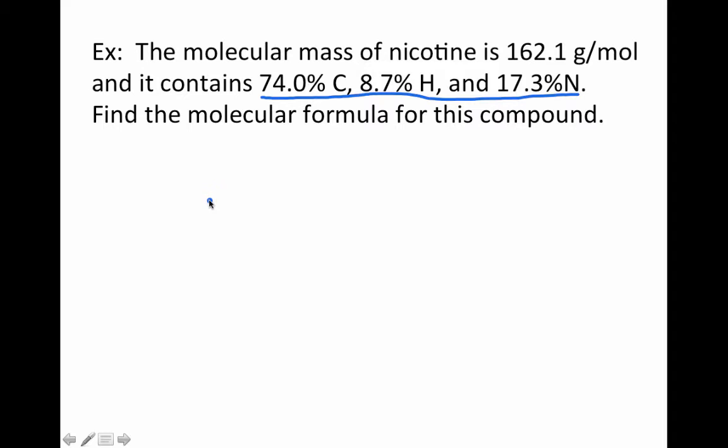This makes a great question on a test that would be like a part A and B. So part A might say find the empirical formula for nicotine and give you this information. And then part B might say if the molecular mass of nicotine is 162.1, what's the molecular formula? We're going to do it all as one problem here. So I'm going to start the empirical formula. 74.0 grams of carbon, and I have 8.7 grams of hydrogen and 17.3 grams of nitrogen. So I'm going to do my gram to mole conversions just like you did yesterday.